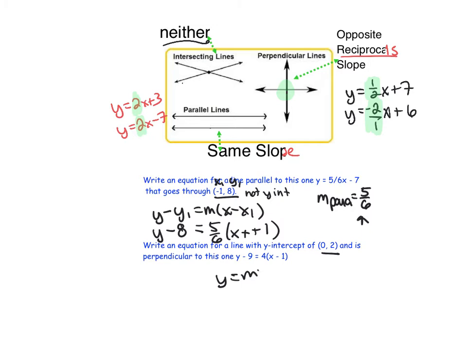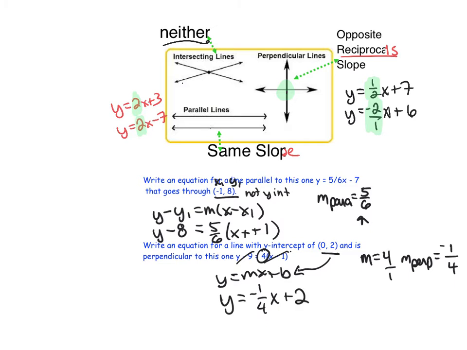Write an equation with a y-intercept. Y-intercept is y equals mx plus b. So we know the b is 2. And perpendicular, so I don't care about this and I don't care about this. I just care about the slope. If slope equals 4, then m perp is going to be, if that's 4 over 1, the reciprocal is 1 over 4, and I have to make it opposite, negative. So y equals slope x plus b, 2.